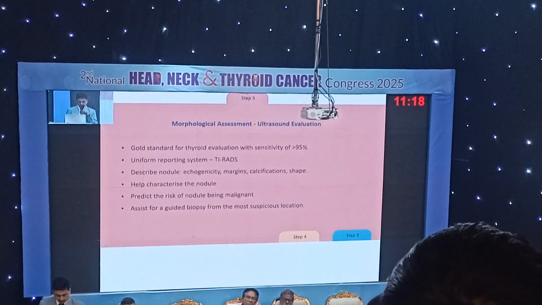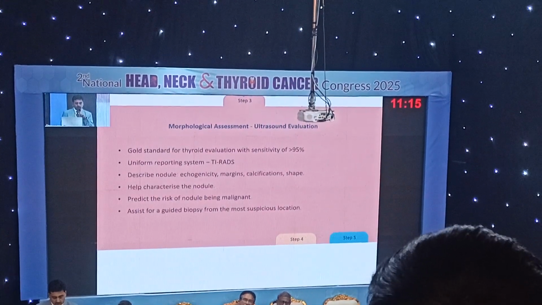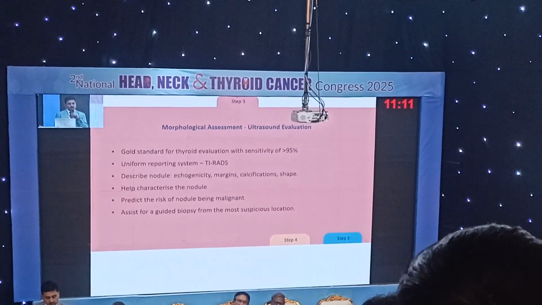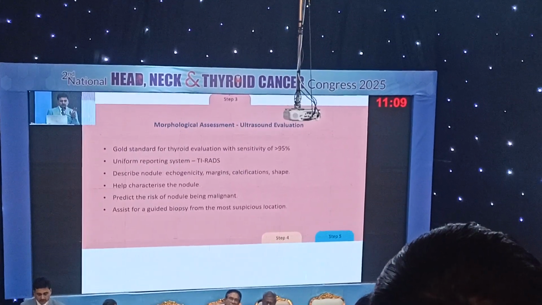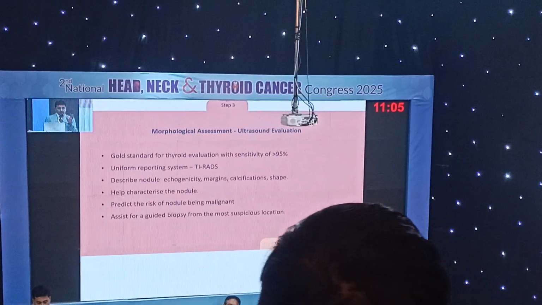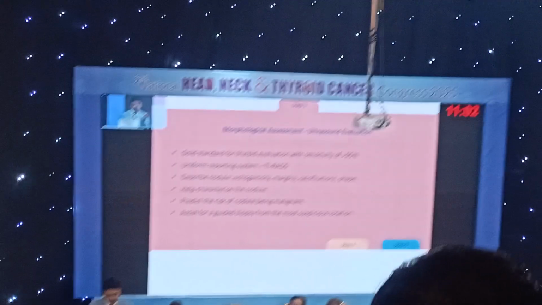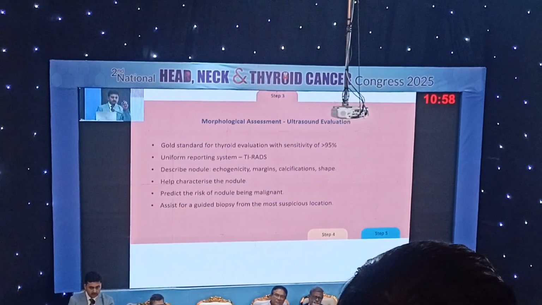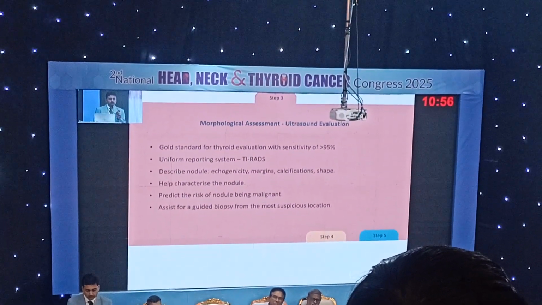Suman is going to take care of the entire in-depth evaluation of this. I will just briefly run through it. It basically describes the echogenicity, margins, classification, and shape. So it helps us to characterize this nodule and predict the risk of the nodule being malignant. And it also helps guide from which area of the nodule you should take the biopsy.